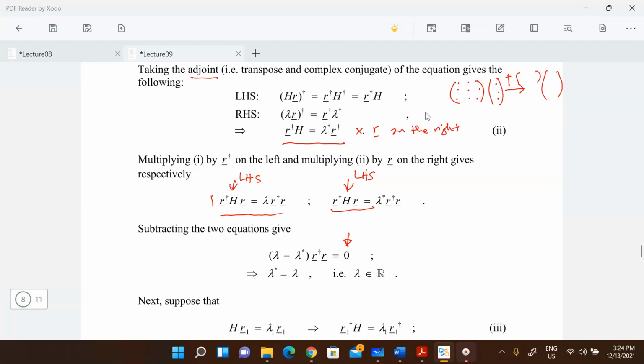So now, taking the difference between the two equations over here will require us to have this equation to be true. There are two ways of making this equation equal to 0. Either you have this equal to 0 or you have this equal to 0. So let's consider this to be equal to 0. That means lambda star has to be equal to lambda, or in other words, lambda has to be real. So the eigenvalues are real.